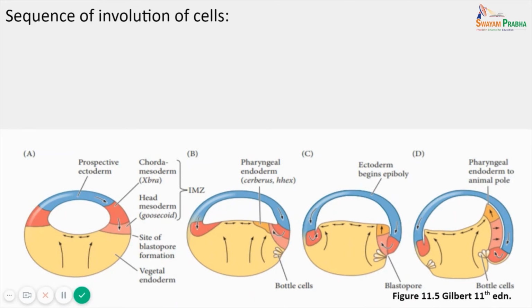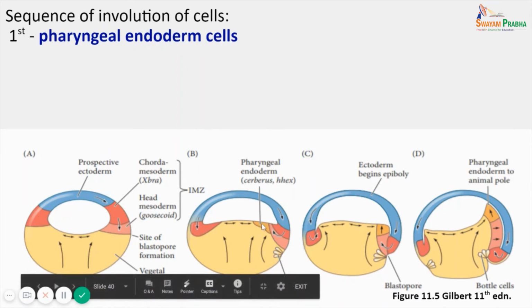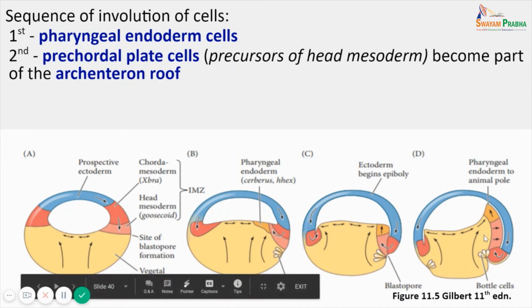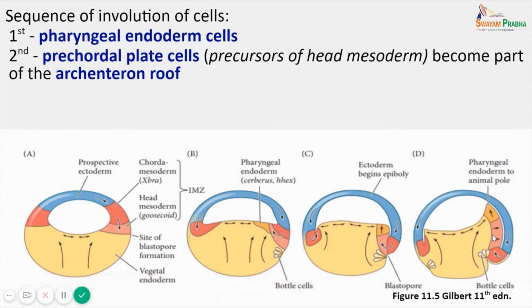Now, the first cells to move through the blastopore are the pharyngeal endodermal cells of the foregut, as we see in the orange cells shown here. The second cells to enter through the blastopore are the prechordal plate cells, which are the pink cells shown here. They are the precursors of head mesoderm, that is, they become part of the archenteron roof.